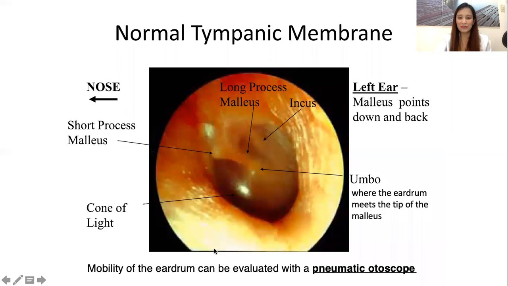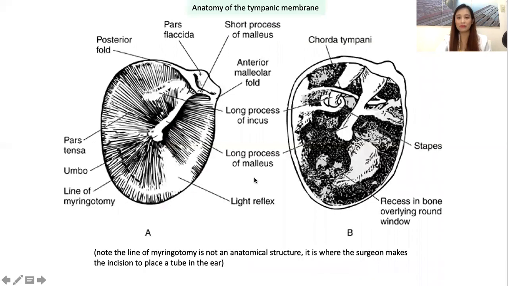So again, this is how you will normally see a normal tympanic membrane. And then there's also what we call a pneumatic otoscope. It's a tube that we attach to the otoscope. Usually the ENT doctors are very good at this. You'll be able to observe this in the clinics. And then we can inflate air inside and you will be able to see the movement of the eardrum. Any problems with the mobility of the eardrum can signal different pathologies.